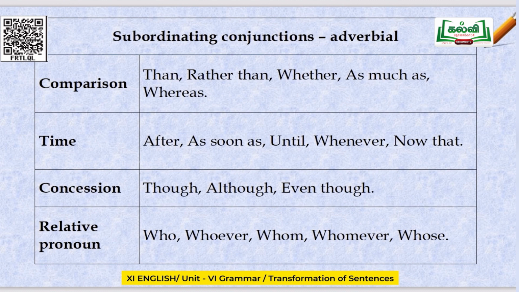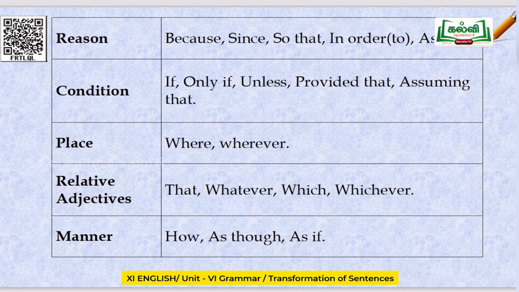Now subordinating conjunctions of time: after, as soon as, until, whenever, now that. Subordinating conjunctions of concession: though, although, even though. Of relative pronoun: who, whoever, whom, whomever, whose. Conjunctions of reason: because, since, so that, in order to, as, since, etc.